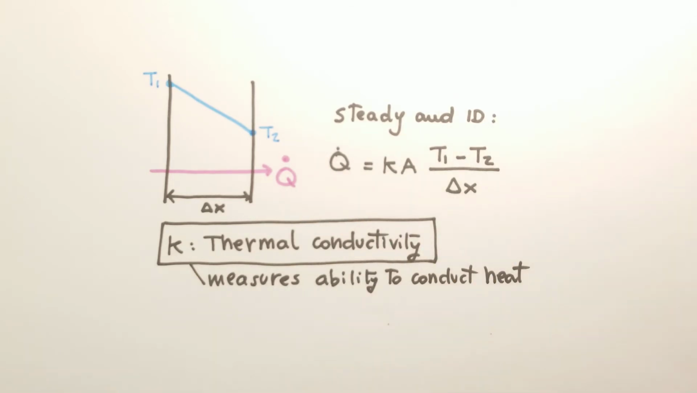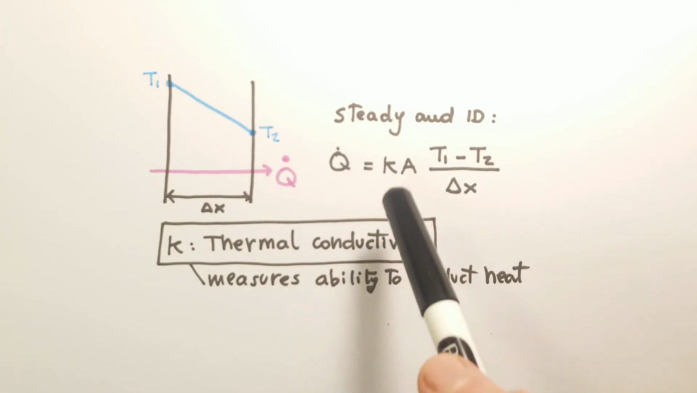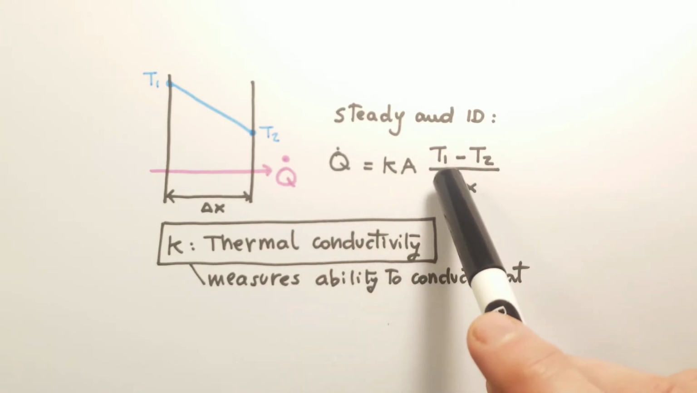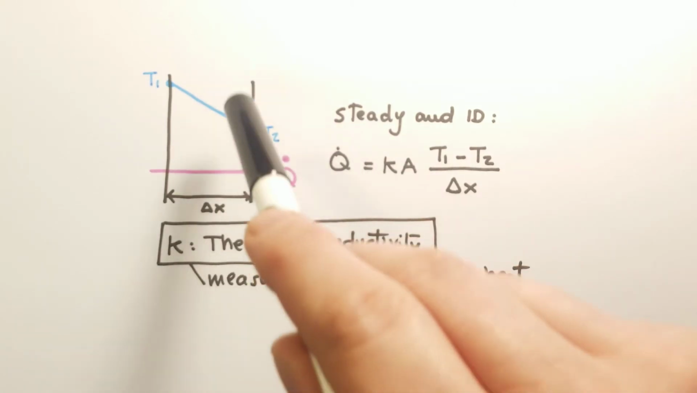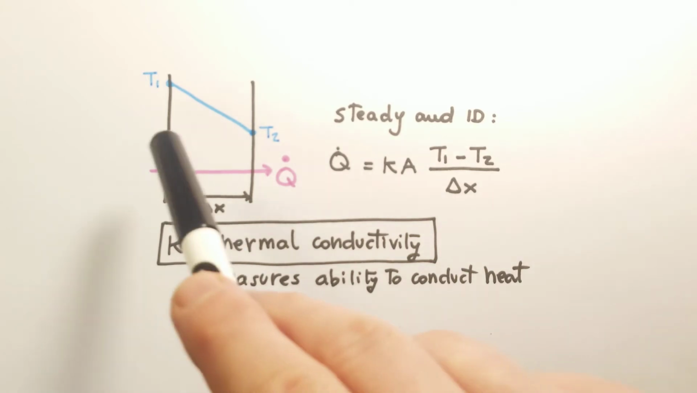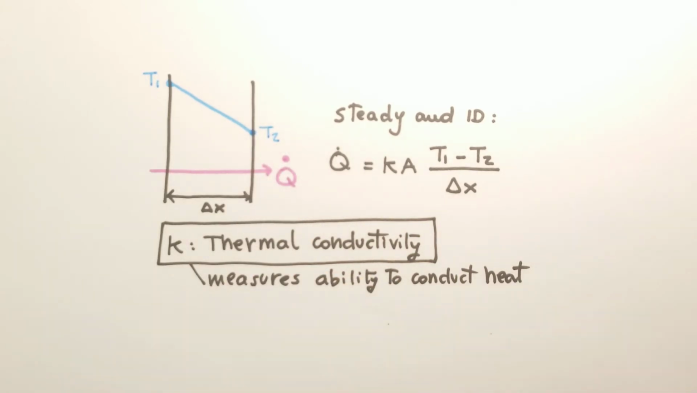So in the case of steady one-dimensional heat transfer with constant properties, Q dot is equal to k A (T1 minus T2) divided by delta x, where A is the surface area of the wall, and k is the thermal conductivity, and it measures the ability of the material to conduct heat.